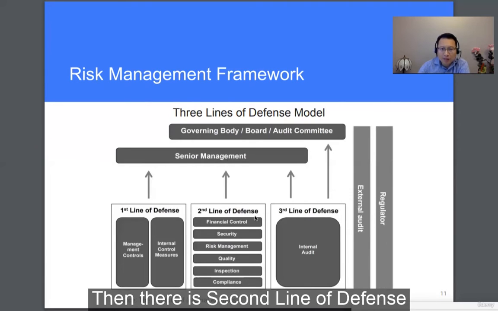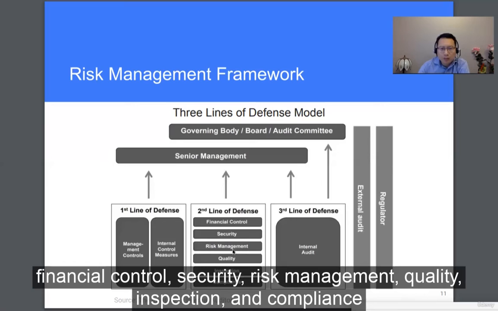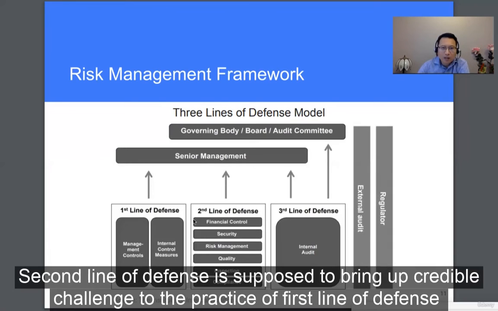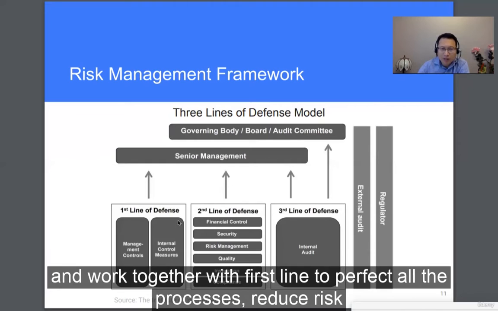Then there's the second line of defense. There are a few corporate functions, for example, financial control, security, risk management, quality, inspection, and compliance. The second line of defense is supposed to bring up a credible challenge to the practice of the first line of defense. So if there's any loophole, the second line of defense can point it out, and work together with the first line to perfect all the processes and reduce risk.